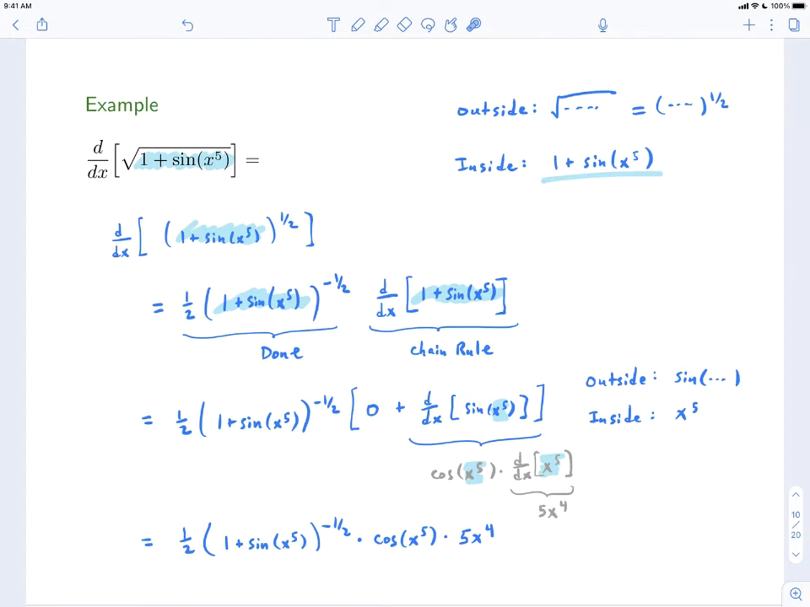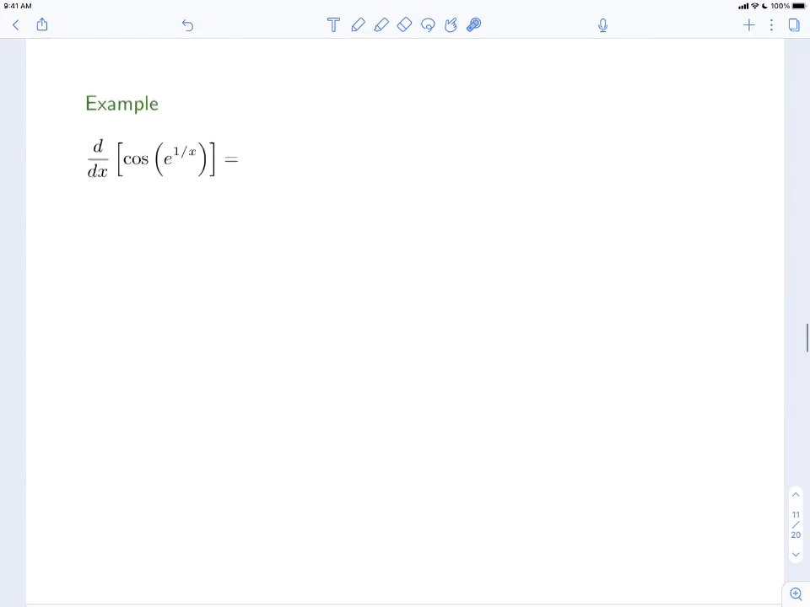Let's do another example where we have multiple composition. Here we have cosine of e to the 1 over x. In this case, our outermost function is cosine, and our first inside function is e to the 1 over x. So outside is cosine of something, and inside we have e to the 1 over x, which notice is itself a composition. Let me rewrite this so it's e to the 1 over x, like so.